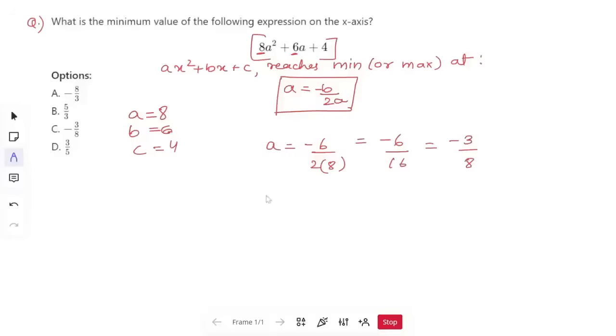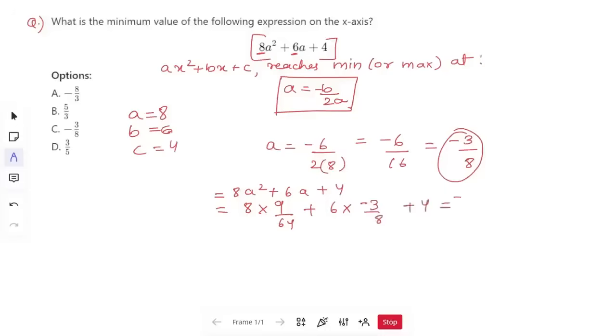Now we will start solving our equation. So see, 8a square plus 6a plus 4. 8a square means 8 into 3 threes are 9, and 8 is 64. Basically I'm substituting this value in place of a, plus 6 into minus 3 by 8 plus 4. This will equal how much? 72 by 64 minus 18 by 8 plus 4.